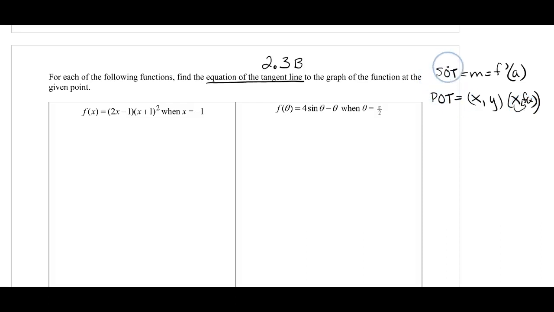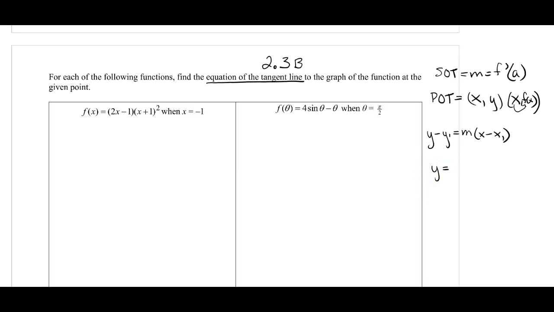And then finally, we'll use the slope of the tangent and the point of tangency, and plug that into the point-slope formula: y minus y1 equals m times x minus x1. And finally, solve for y.